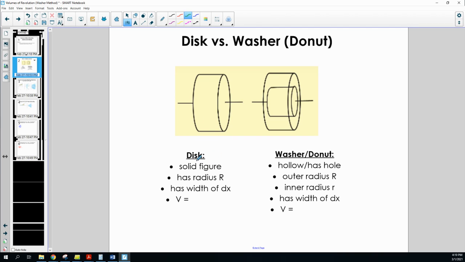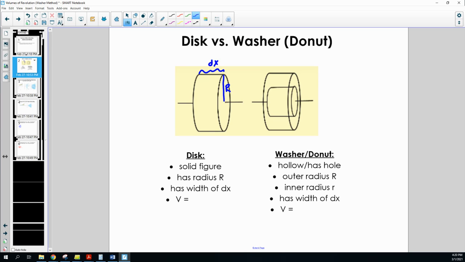So let's just recap the disk method. When you have a disk, we have a solid figure. We had a shape that was rotated around, in this case, the x-axis, and it's created this solid. It has a radius of r, and it has a width of dx, right here. The cross sections here are circles.